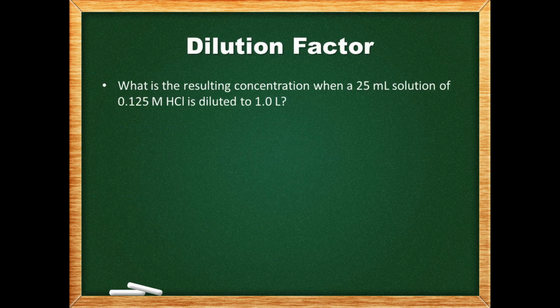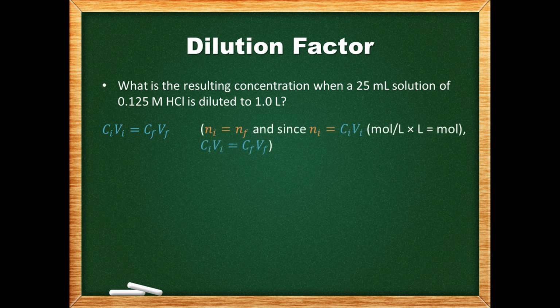When dealing with solutions, we often have to account for dilution. In this example, we need to find the resulting concentration when a 25 milliliter solution of 0.125 molar hydrochloric acid is diluted to 1.0 liters. The CiVi equals CfVf equation is the relation between the initial concentration and volume, and the final concentration and volume. This can be derived by beginning with initial moles equals final moles.